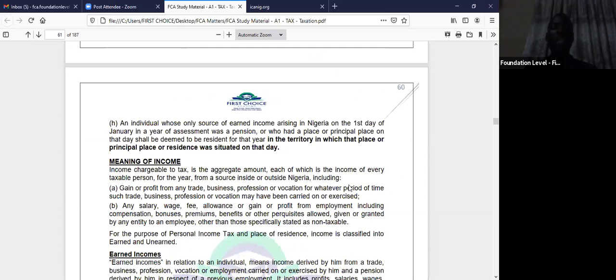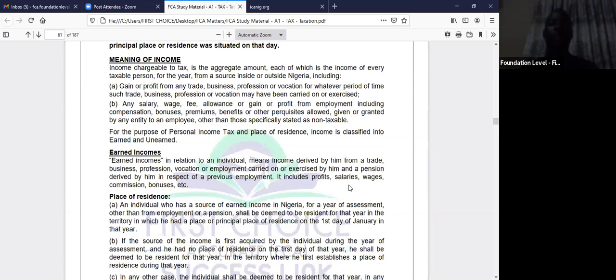The meaning of income. What is income? Income chargeable to tax is the aggregate amount. When we say aggregate amount, it is the gross income. That is what we mean. Gross income of all the income from all sources inside or outside Nigeria. So we say income from all sources.